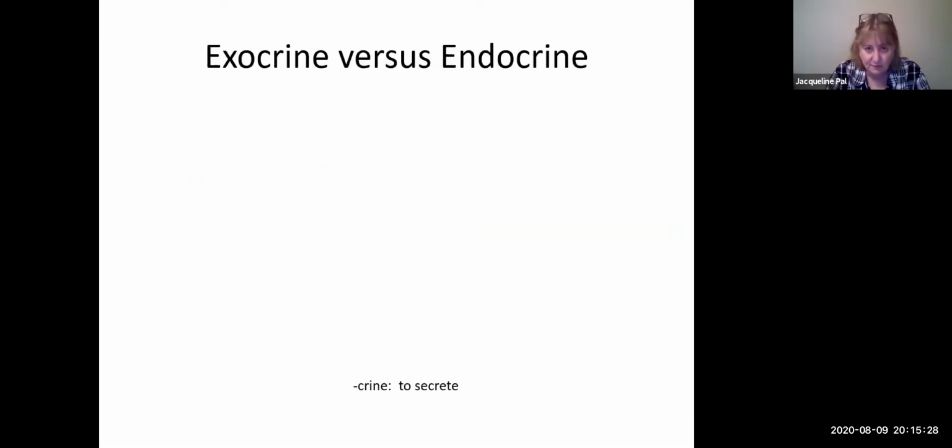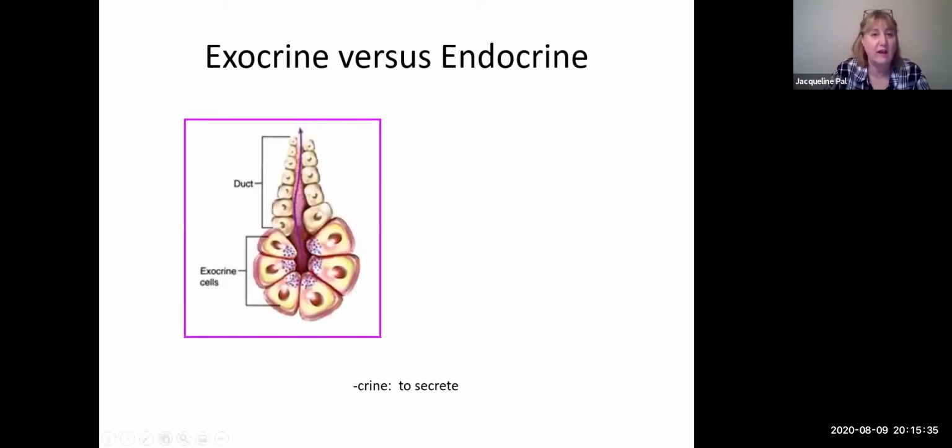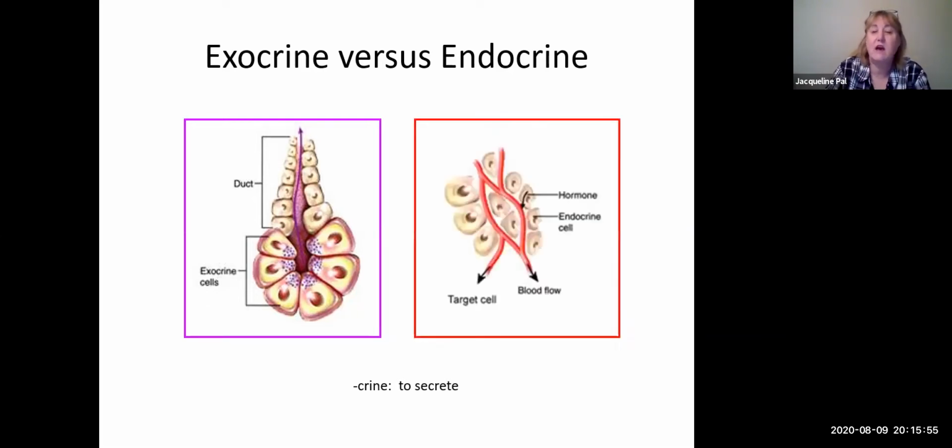So to refresh your memory, crine means to secrete, and when we have exocrine secretions, which we'll be learning about in the digestive, the respiratory, the urinary, and reproductive systems, there the cells secrete a substance which is going to go onto a surface, whether it's an external surface like the skin or an internal surface. And it can travel by a duct to reach the surface. In contrast, endocrine secretions are going to go into the bloodstream.